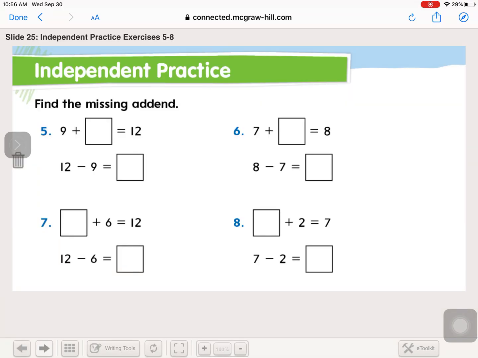Okay, it's time for you to do your independent practice on page 77 and your problem solving and brain builders on 78. Please upload pictures when you are finished.